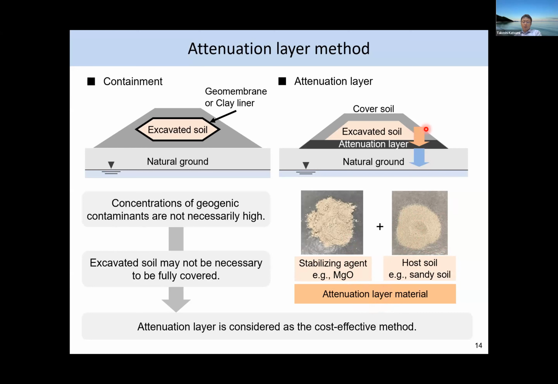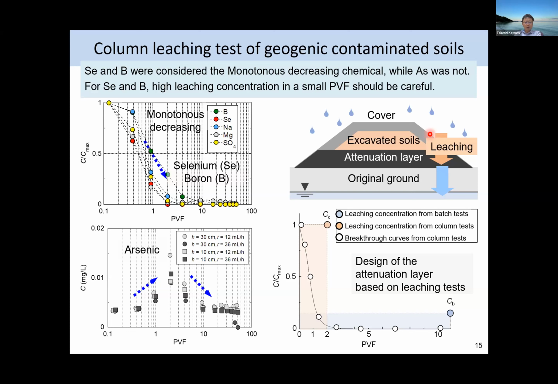So the first issue, which is leaching, as I mentioned, our regulatory method is the simple batch leaching test. But for the design of the attenuation layer method, we recognize that a simple and single batch leaching test may not be sufficient. So our group has been conducting numerous column tests with the naturally contaminated soils, and trying to find the tendencies depending on the elements, or depending on the types of soils and rocks.